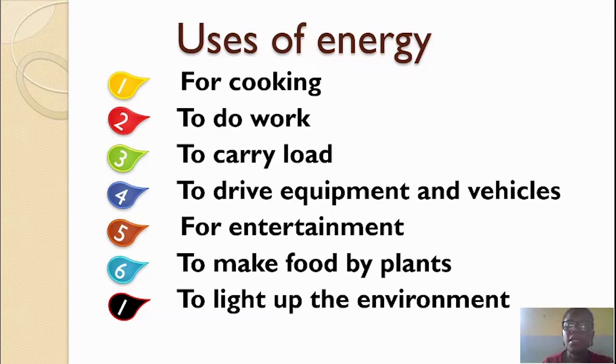Now, another use of energy is to light up the environment, okay? Like the electrical energy helps you to light up your bulb. So these are some of the uses of energy.